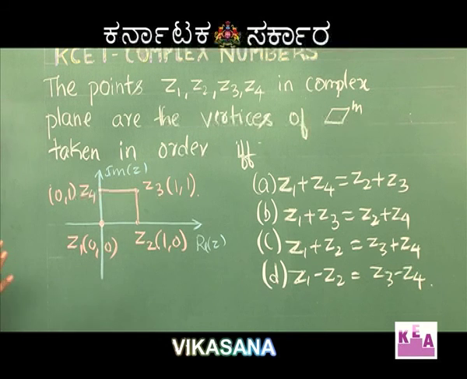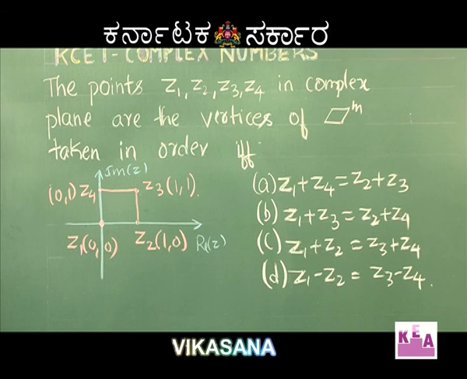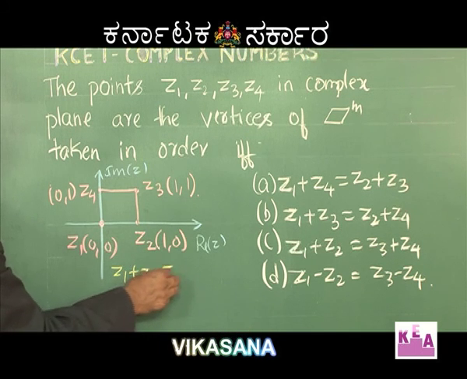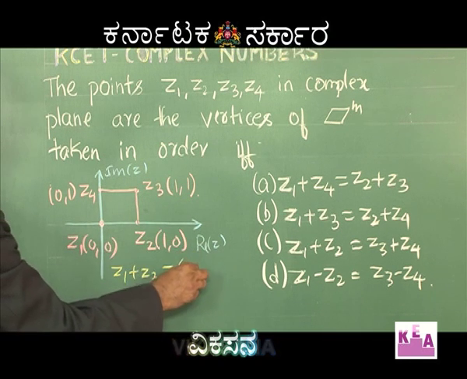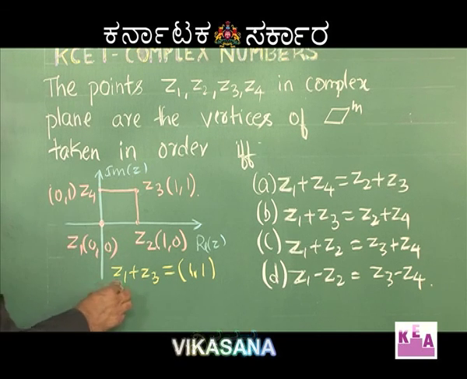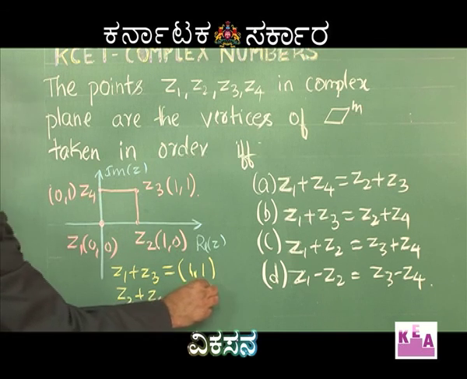Now, let us forget about mathematics. Forget about the complex number. Just use basic arithmetic of primary school and try to solve it. What is Z1 plus Z3? See here, Z1 plus Z3. Add x coordinates, 0 plus 1, 1, and 0 plus 1, 1, so 1, 1. Any doubts you have? What is Z2 plus Z4? Z2 plus Z4 is equal to 1 plus 0, that is also 1, and 0 plus 1, that is also 1.